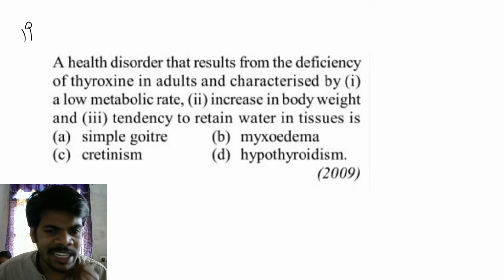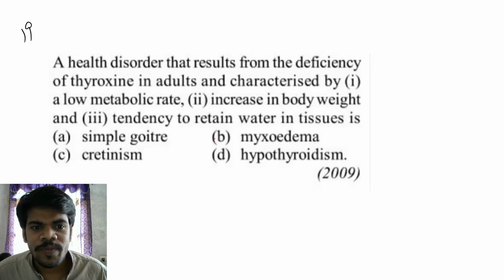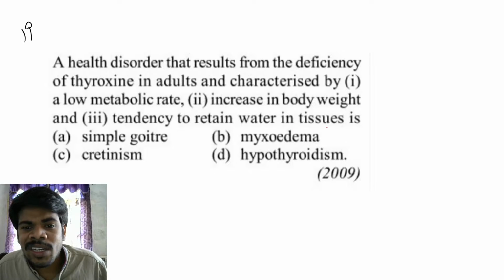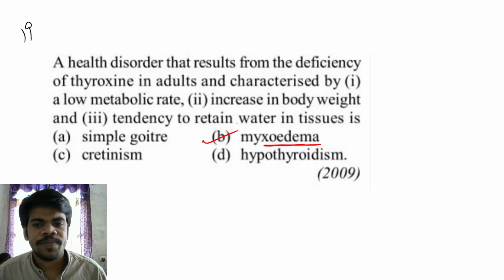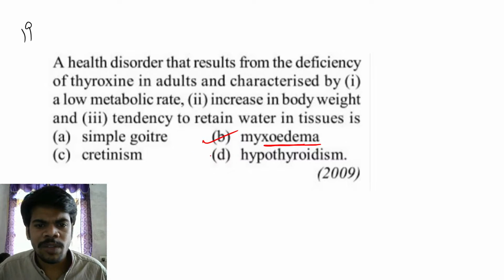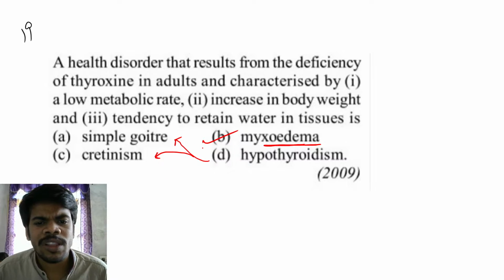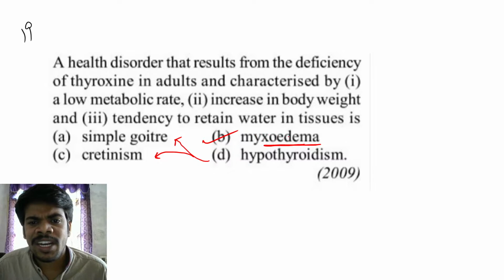Yes, excellent, it is myxoedema. Tendency to retain water in the tissues is nothing but edema. So it is myxoedema. Hypothyroidism causes simple goiter. Sometimes it leads to cretinism in the baby. So all these three options are wrong. That is one method: where there is retention of water in tissues, that is edema, it is myxoedema.